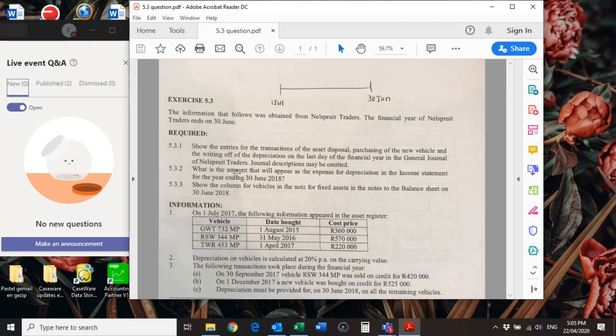Basically it says that we have a financial year end of 30 June. So I say to you guys, the first step you should do is to please write your year at the top. You'll see I'm a big fan of making notes.